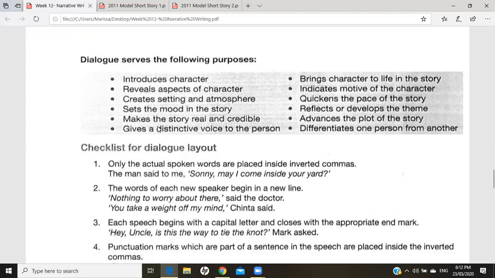The dialogue even makes the story real and credible. So it gives a sense that this is something that is real, it's convincing because people talk on a daily basis. And it even gives a distinctive voice to the person.